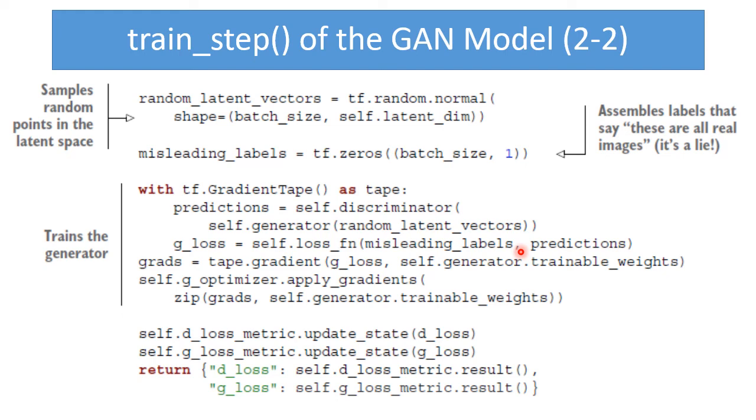But we only calculate the gradient of the generator's trainable weights. The parameters of the discriminator must be fixed. Then we apply the gradients to the generator weights. Okay. Then we update the loss metrics of the discriminator and the generator. And finally, we return the result. So this is the complete train step of our GAN model.